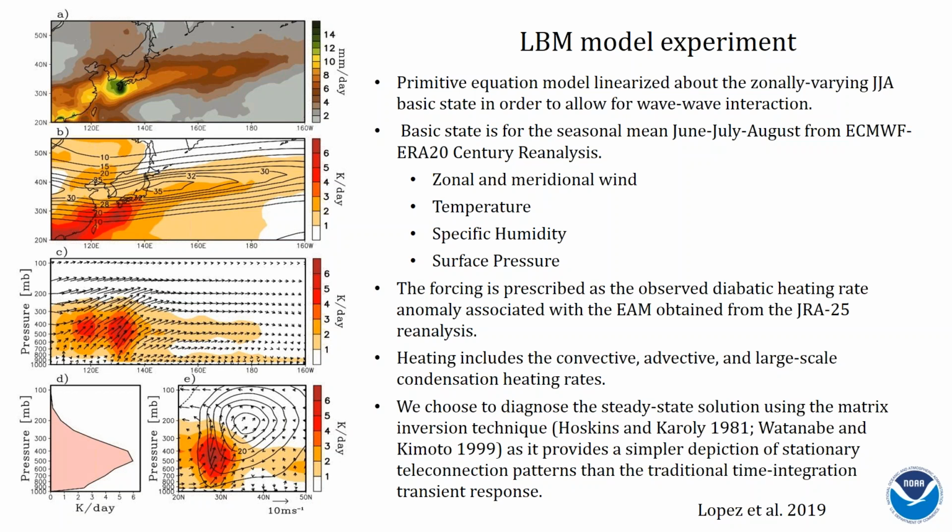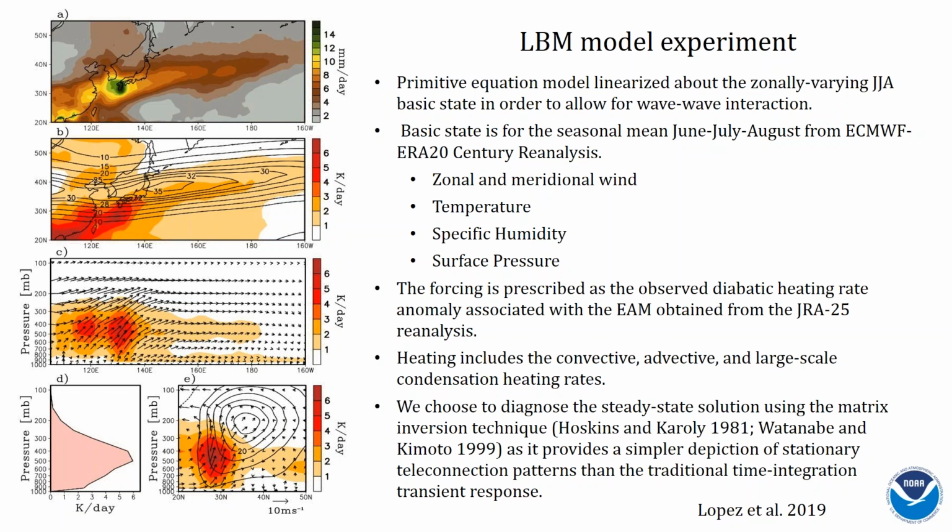And the color is the diabatic heating rate, which looks very similar to the precipitation, because the precipitation is mostly driven by convection. So this convective diabatic heating rate is very similar. Panel C shows the vertical profile on top of that monsoon region, and the wind, zonal and vertical wind. And panel D shows that this heating profile is your typical mid-level profile associated with tropical heating. And on panel E, what is shown is the jet core and the heating rate.